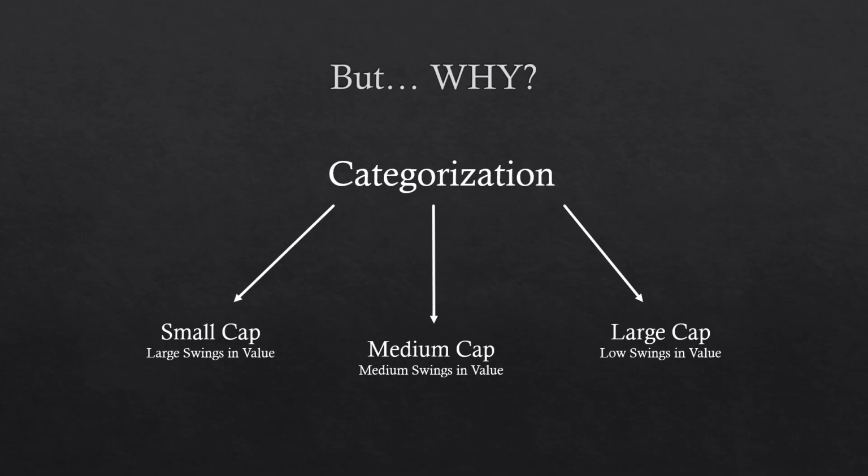But why does this matter? Well, it allows us to categorize companies according to their size. Small cap companies are obviously smaller companies, medium cap are medium-sized, and large cap are even bigger. Each of these categorizations helps refer to certain general traits of the company. Small cap companies can have large swings in their value. They could make you a lot of money, or they could lose you a lot of money. They are generally riskier to invest in, but can have big payoffs.